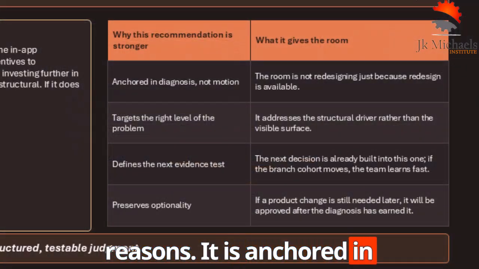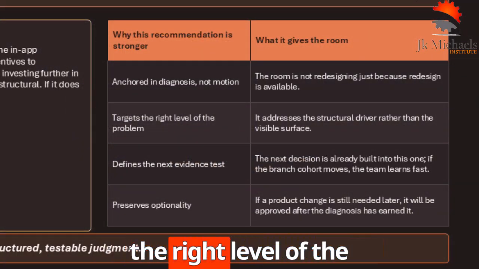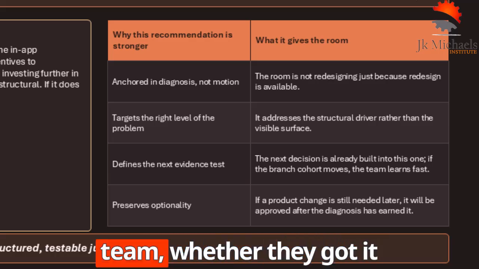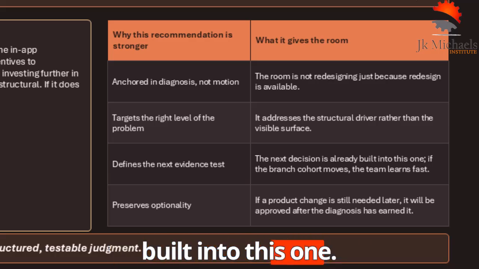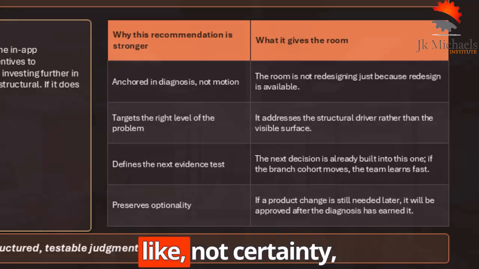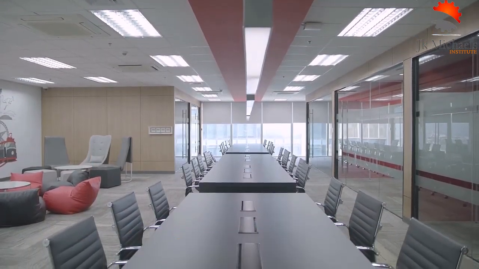It is anchored in diagnosis, not motion. It names the intervention at the right level of the problem, and it defines what evidence will tell the team whether they got it right, which means the next decision is already built into this one. That is what executive-grade reasoning sounds like. Not certainty, but structured, testable judgment.